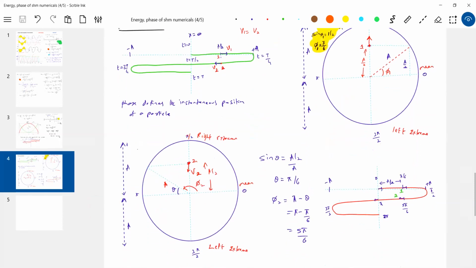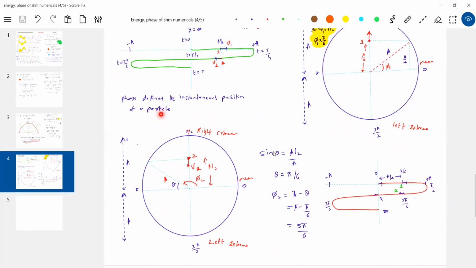There's a use of the phase. So what is the phase? It defines the instantaneous position of a particle at any time t. I'm telling the meaning of that one. At any time t, I can define it very clearly. Okay. Now see what is the advantage of this. I'll ask you what is the time taken to move from 0 to plus a by 2.